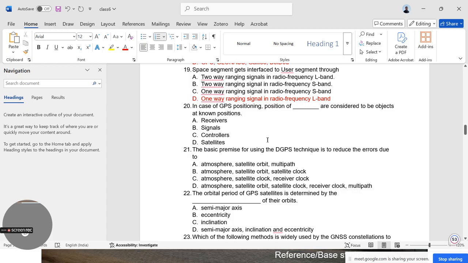Now the next question is, in case of GPS positioning, position of which part is considered to be known position? Here we discussed in the theory part that we know the actual location of the satellite, which is coming in the navigational data, or ephemeris data. Using the equations from satellite and receiver, we calculate the x, y, z, t at the reference point or the control point or user point.